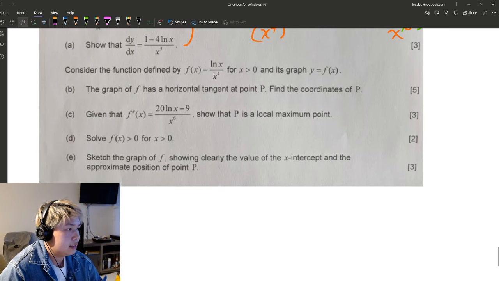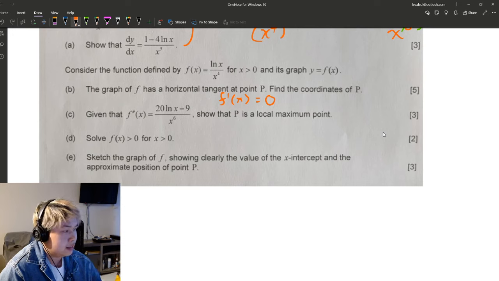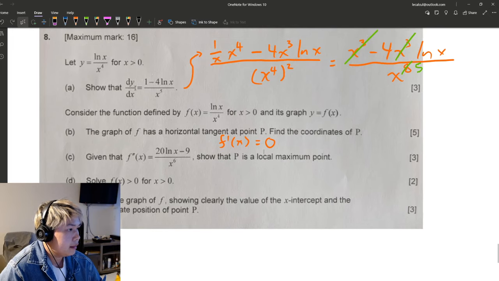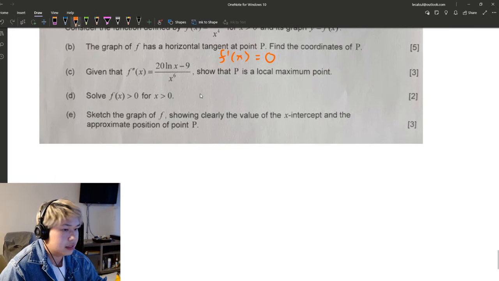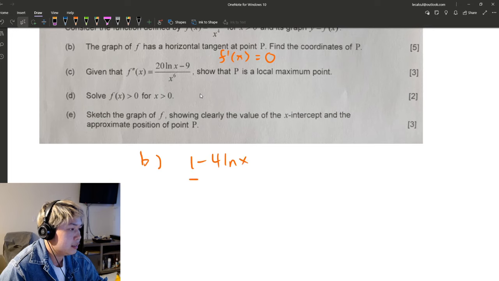Now, let's consider this function, and then the graph. The graph has a horizontal tangent at point P, then we find the coordinates of P. So horizontal tangent means that your derivative needs to be equal to 0, because the gradient of a horizontal line is 0. So we can just equate this to 0. So I guess we'll do that here. 1 minus 4 natural log x, over x to the power of 5, is equal to 0.